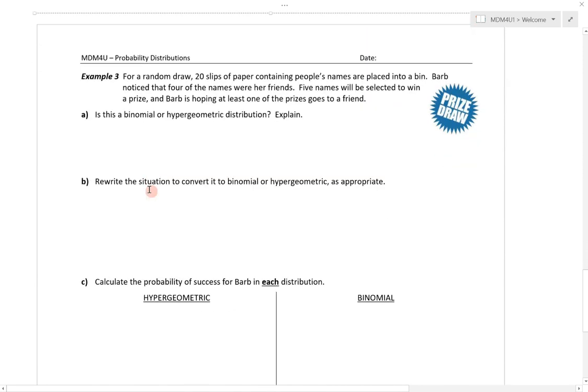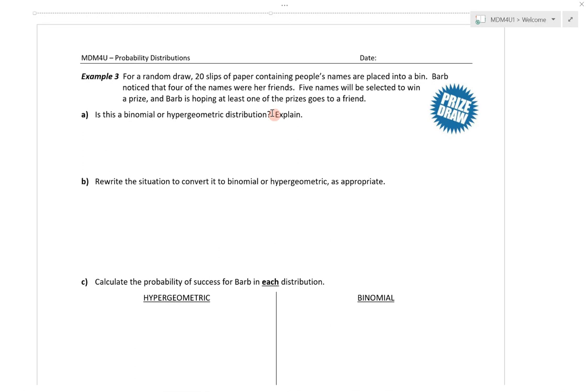All right, example 3. For a random draw, 20 slips of paper containing people's names are placed into a bin. Barb noticed that 4 of the names were her friends. 5 names will be selected to win a prize, and Barb is hoping at least one of the prizes goes to a friend. Is this a binomial or hypergeometric distribution? Explain. Okay, so we're going to say this is a hypergeometric distribution.